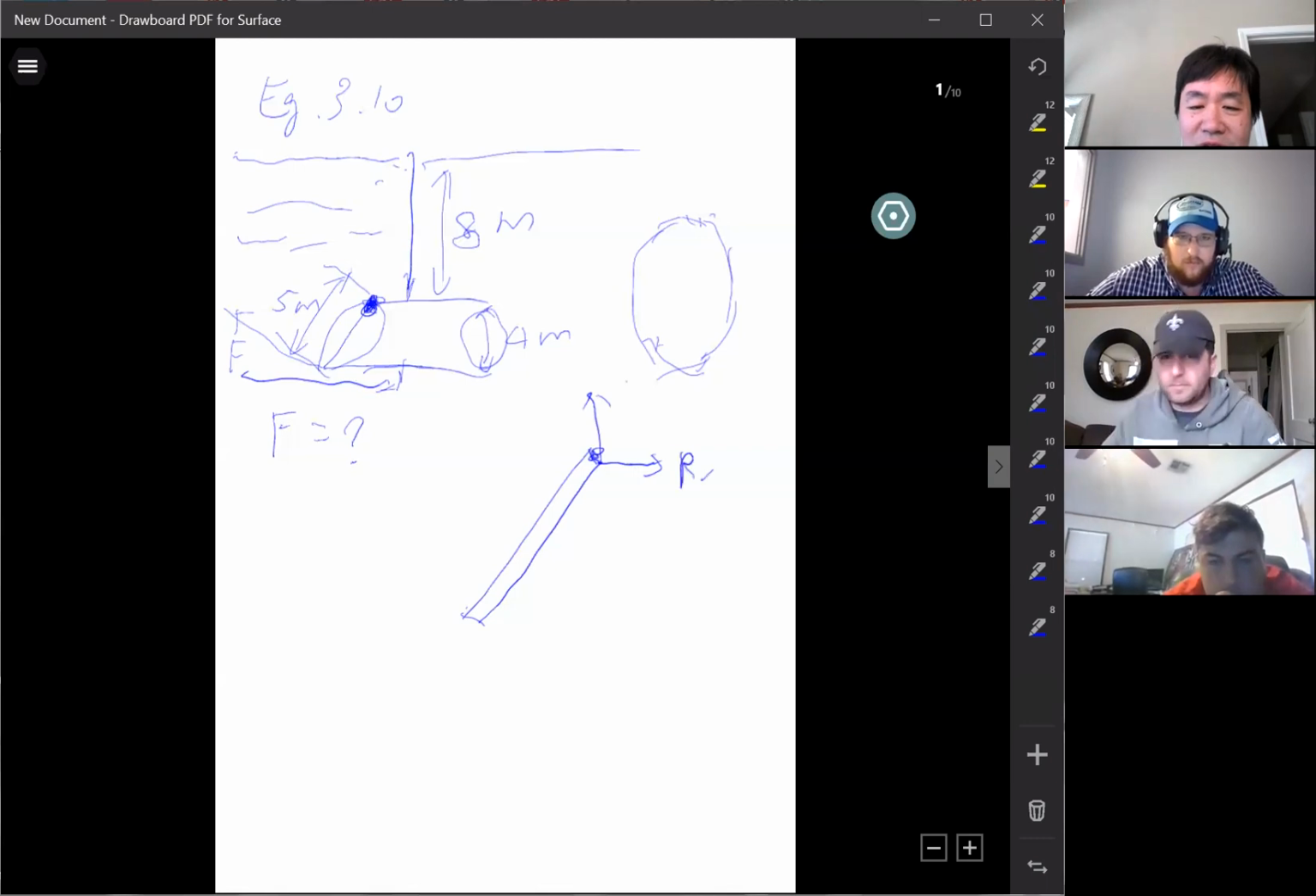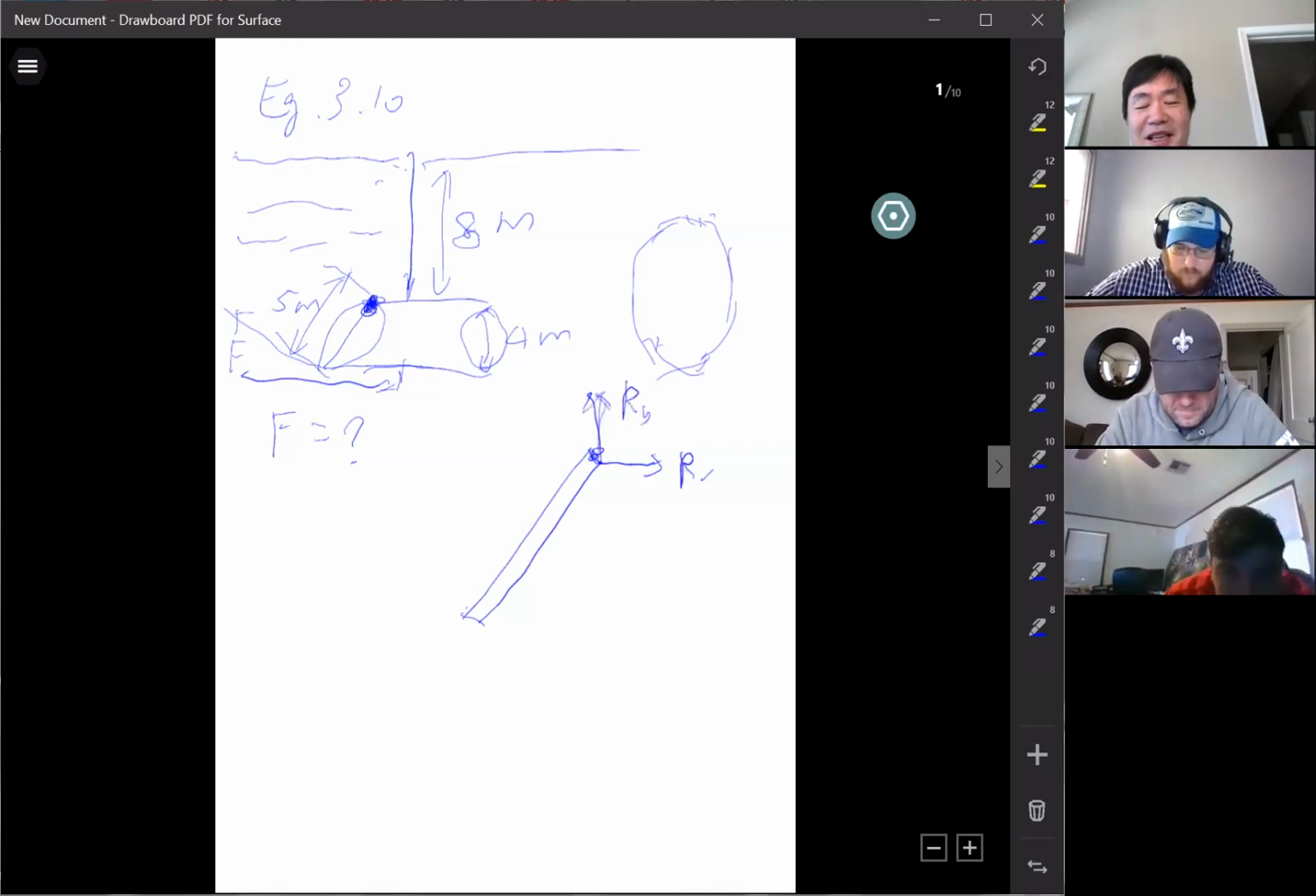I want you to write it on your paper. Next time, maybe in another problem, it is needed, but in this problem, probably you don't need it. So Rx, Ry, representing the hinge. I want you to draw it on the paper.